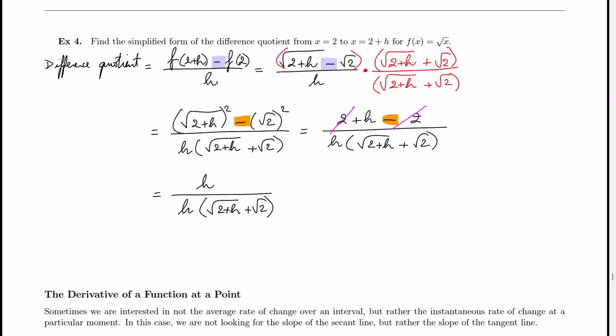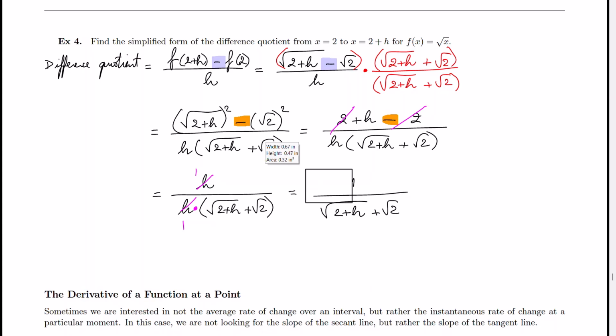And finally, there's a product between the denominator terms, so we can now reduce everything to lowest terms. And the final answer so far is just 1 on top, and 2 plus h on the bottom, plus another square root of 2 on the bottom.